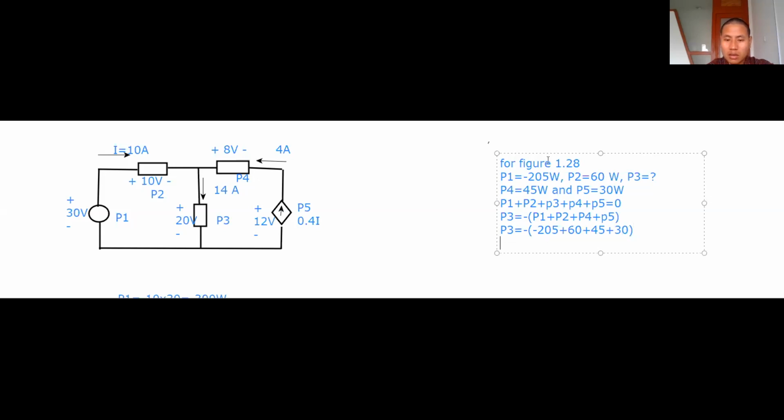So the answer for P3 is negative of 205 plus 60 plus 45 plus 30, which is equal to minus 70. Minus of minus 70 watt is equal to 70 watt. So the value for P3 is 70 watt. This is how we should be calculating the power in the network. Now you have this concept. Okay, let's go to the next slide.